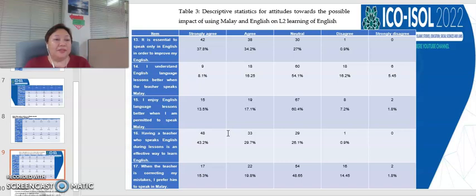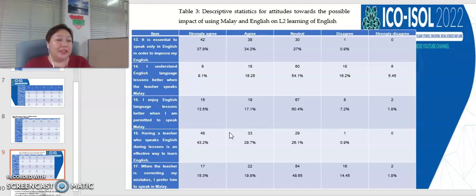In table 3, for question 13, it is essential to speak only in English in order to improve my English. For this, students strongly agree at 37.8%. They strongly agree that it is essential to speak only in English in order to improve their English. Question 14, I understand English language lessons better when the teacher speaks Malay. For this finding, the answer is neutral at 54%.